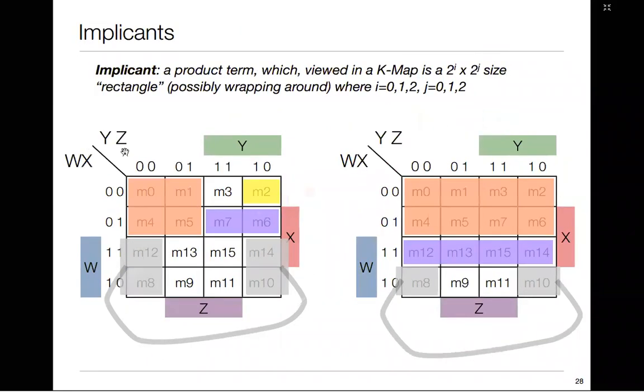So now let me tell you what an implicant is. An implicant is nothing but a product term which is viewed on a K-map, and it is of the size 2 to the power of i into 2 to the power of j, which represents a rectangle. It can be a single, which is yellow color, a pair, which is purple color. It can be a quad, which is like this.